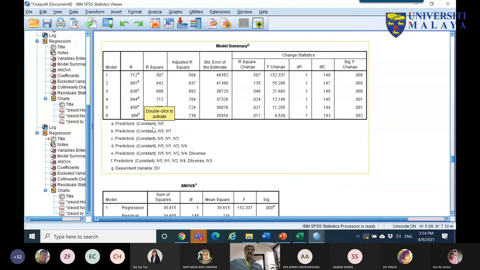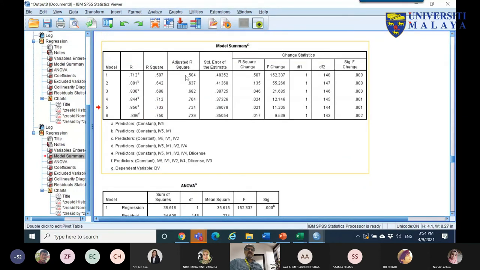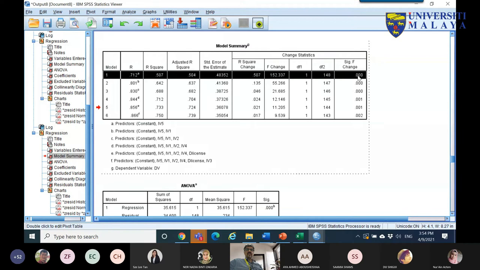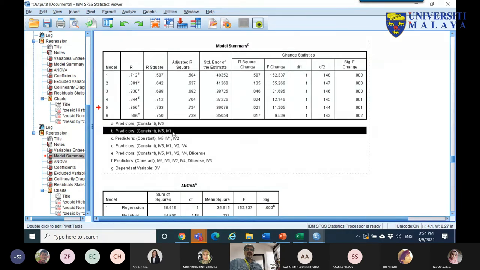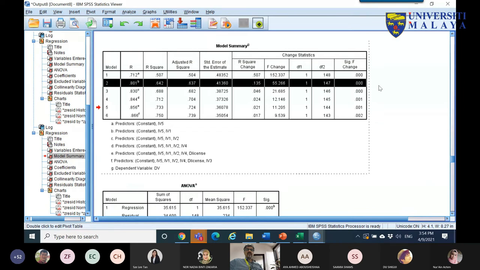The first model, can you see here? In the first model, only IV5 was entered into the model, and the R square was 50.4%. And this model also was significant. So this is the first model. The first model refers to this. Second model, IV5 and IV1. How much did R square improve?